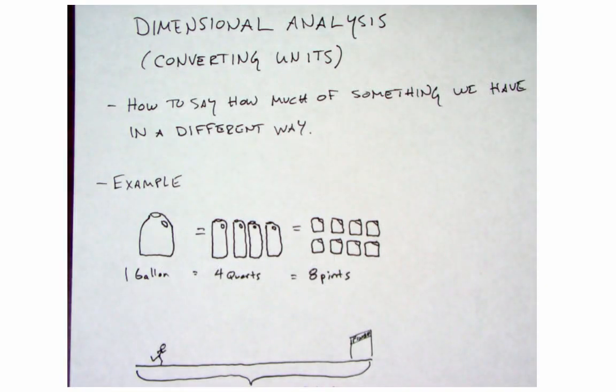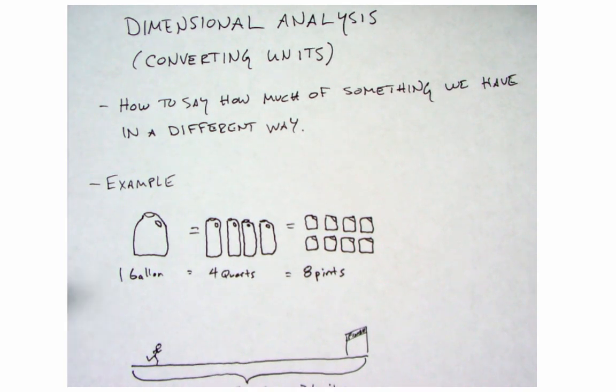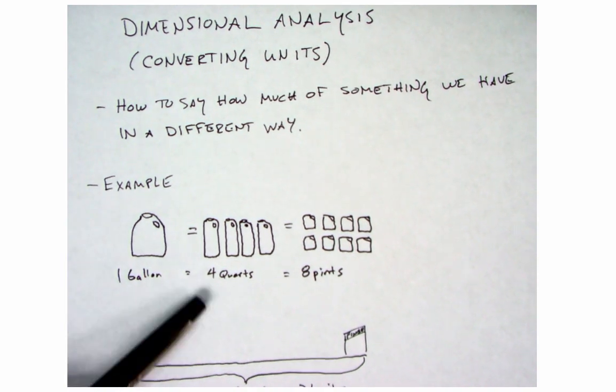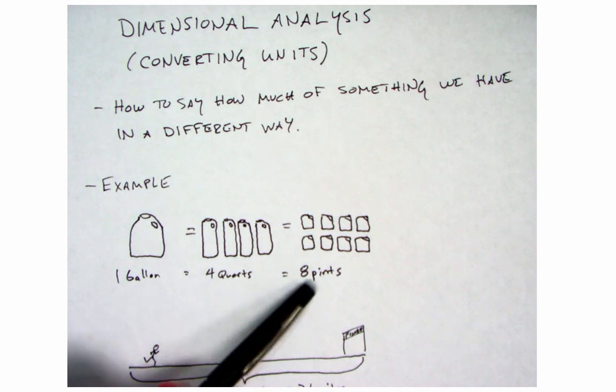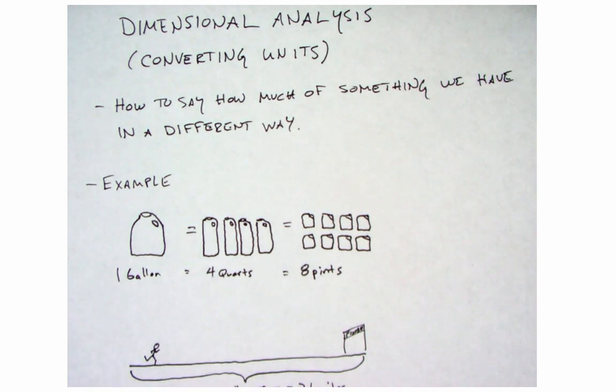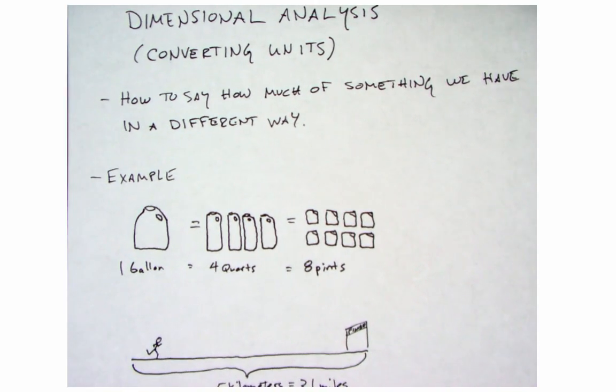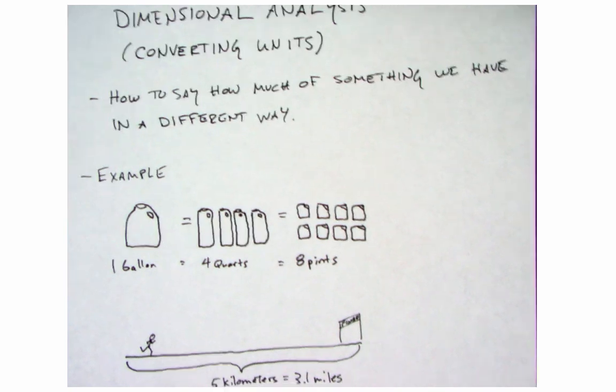Hello physical science students. Today we are going to talk about dimensional analysis, otherwise known as converting units. And basically this is just how to say how much of something we have in a different way. So for example, if I have 1 gallon of milk, it's the same thing as having 4 quarts of milk or having 8 pints of milk. It doesn't change how much milk I have. It's the same amount, we just say it in a different way.